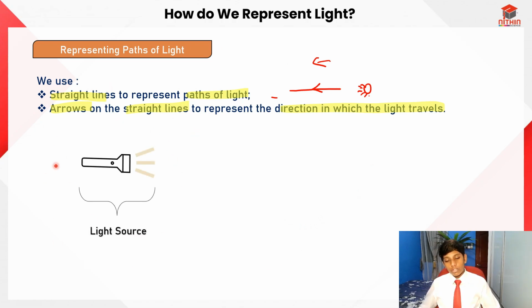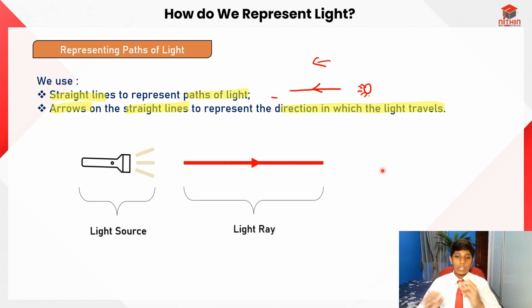So imagine there's a torchlight over here, okay? So how do we draw it? We use a straight line and an arrow on it, okay? So a straight line plus an arrow. So this is how we represent a single ray of light, okay? So now let's take a look at the next slide.